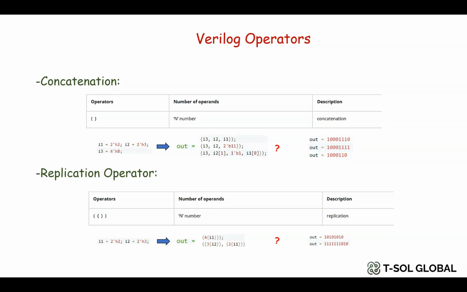So you can see here at the output it will be 1 0 1 0 1 0 1 0. So 1 0 is replicating 4 times, and then we have 3 replications of I2 and 2 replications of I1. So here you can see the 3 replications. So for hexa 3, the binary number will be 1 1. So we can see here the 1 1 3 times, and the I1, which is 1 0, is 2 times.